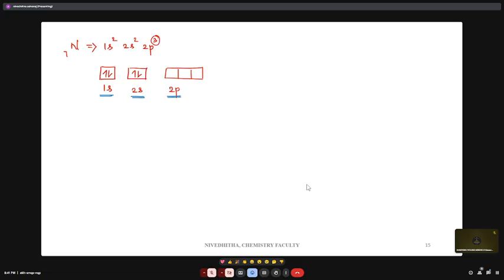As far as 2p is concerned, we have 3 orbitals, and you have to understand that these 3 orbitals are of same energy. 1s got lower energy than 2s, and 2s got lower energy than 2p. But in 2p, these 3 orbitals have equal energy. If orbitals are of same energy, they are called degenerate orbitals.